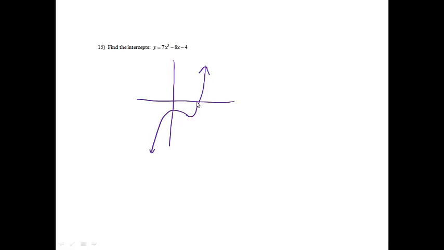Okay, and then from here, I see two intercepts. Don't forget the x and the y intercepts. To get this y-intercept, we basically just need to plug in 0 for the x. So y equals 7 times 0 cubed minus 8 times 0 minus 4. That gives us y equals negative 4. So our one intercept is going to be (0, negative 4).